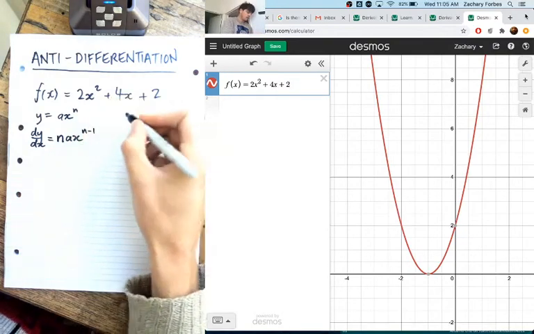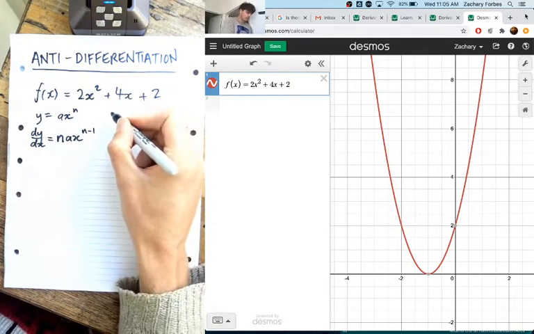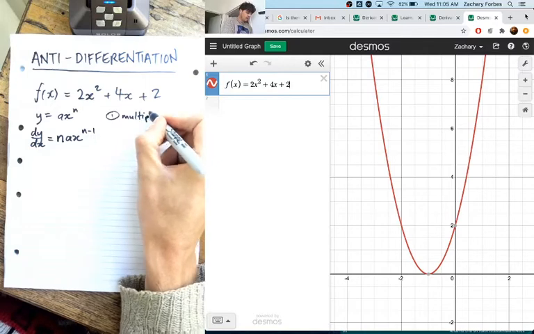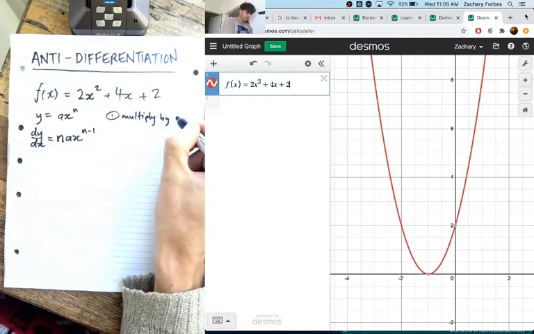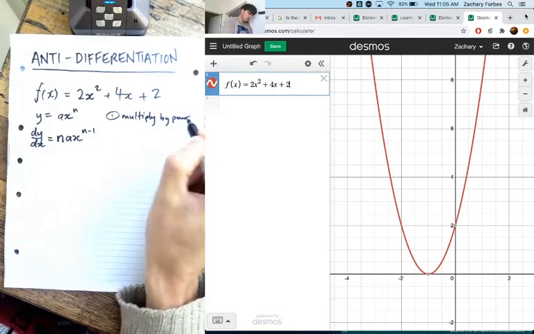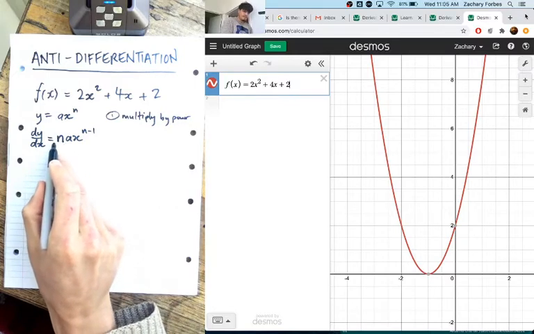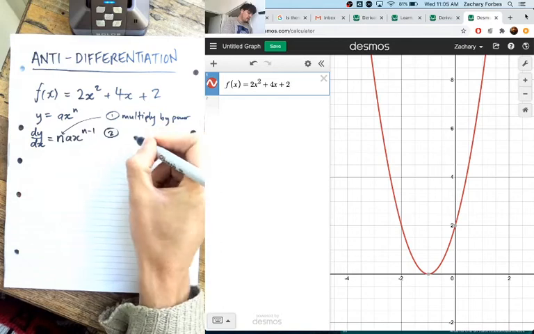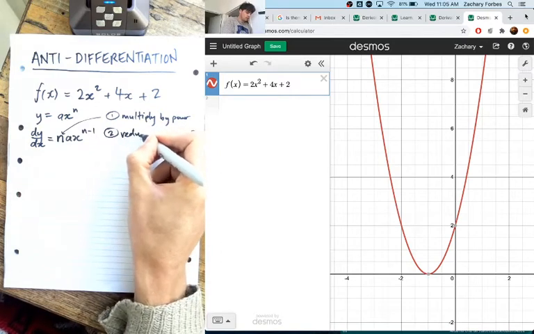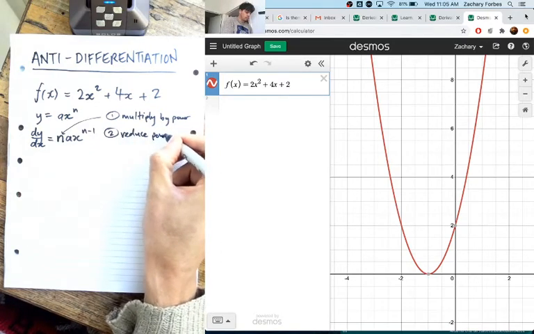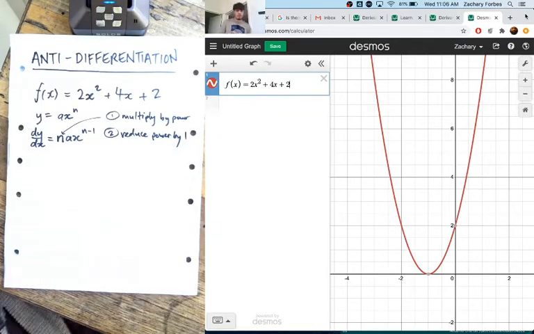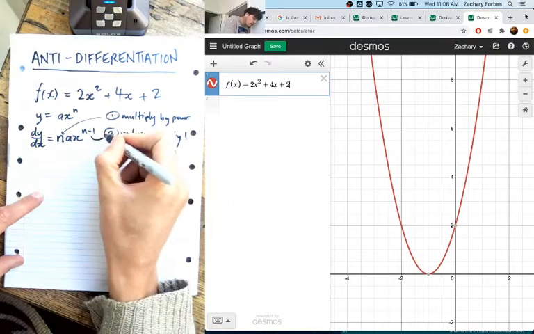Right, so let's write out a couple of steps there. Step 1 is we multiply by the power, and then step 2 is we reduce the power by 1. Right, and that's over here.